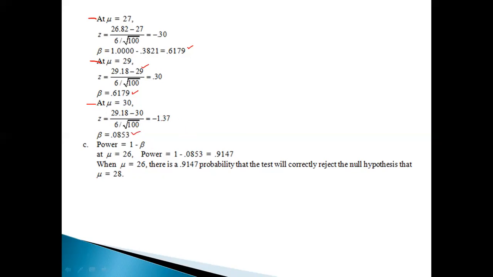And what does this result tell us? Well, the power is just 1 minus the beta, and beta we said was 0.0853, so that's going to be 0.9147. So when mu is equal to 26, there is a 0.9147 probability that the test will correctly reject the null hypothesis that mu is equal to 28.